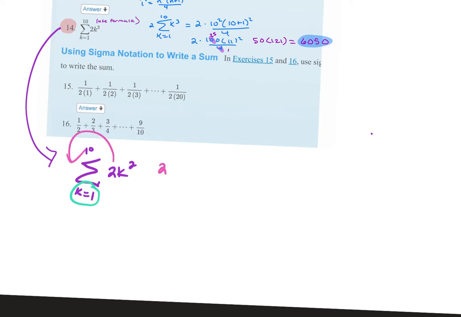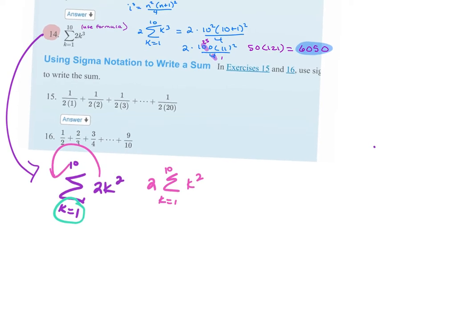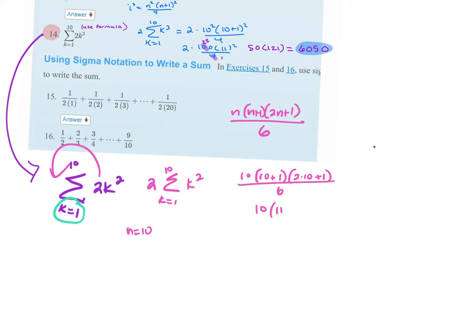So this would be 2 times the summation of k equals 1 to 10 of k squared. The formula for the squareds is n times n plus 1 times 2n plus 1 over 6. n is 10 because the bottom number is 1. So I would do 10 times 10 plus 1 times 2 times 10 plus 1 over 6. So 10 times 11 times 21 over 6.